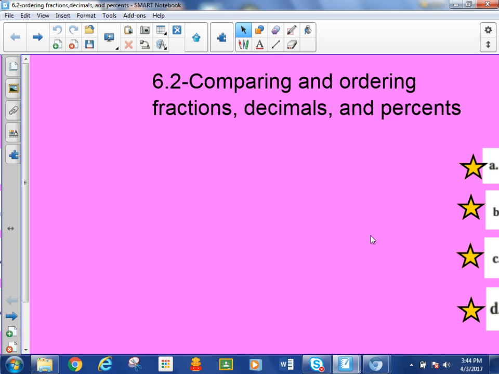Okay, all right, so this is 6.2, comparing and ordering fractions, decimals, and percents. So what we're going to do is, if we get a list of fractions, decimals, and percents, we're going to be able to compare them, because sometimes it's hard when you see a fraction and a decimal that I ask you to compare. So let's take out our first example.